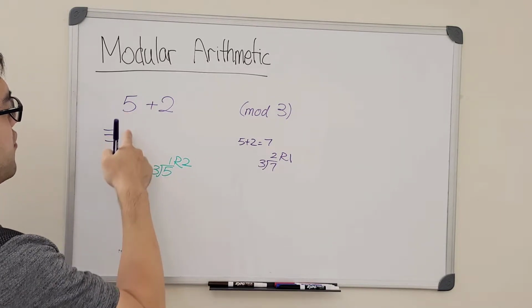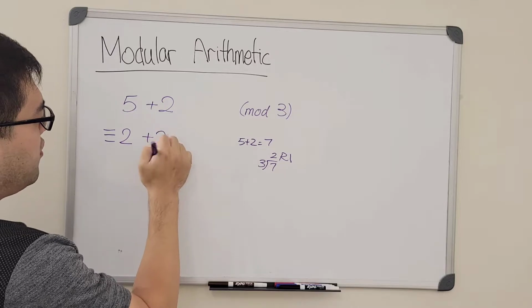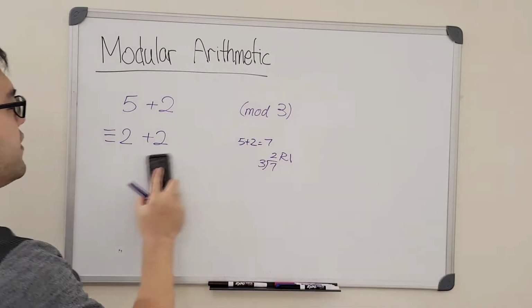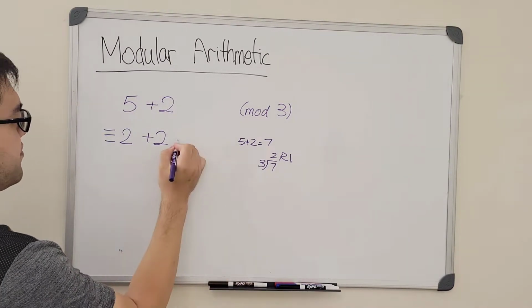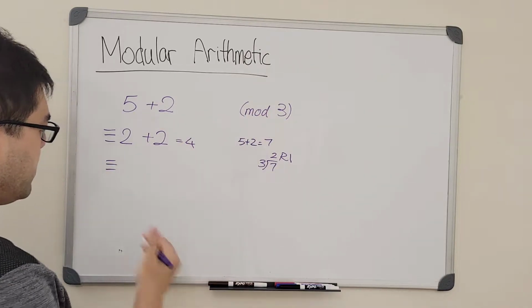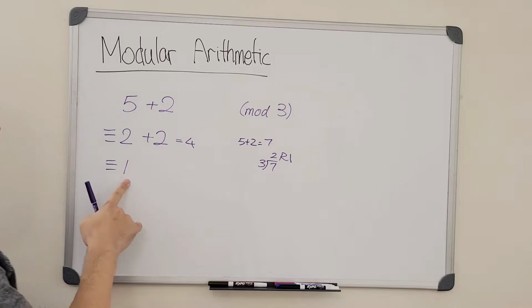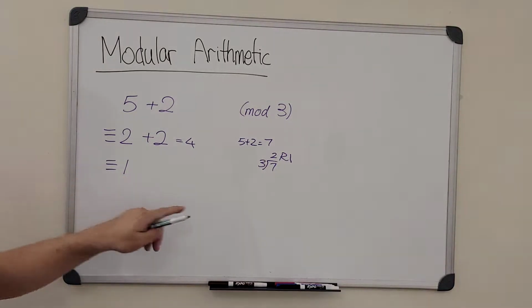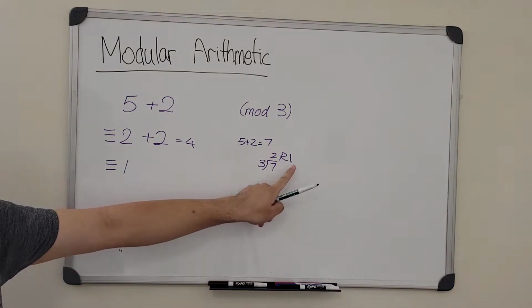So we can reduce the 5 into 2, and then we, of course, have plus 2. Then if we add them together, we get 4. And once again, 4 is greater than 3. We can reduce it one more time to get 1 remainder 1, meaning the remainder is 1. So this matches with the calculation that we have in a normal calculation.